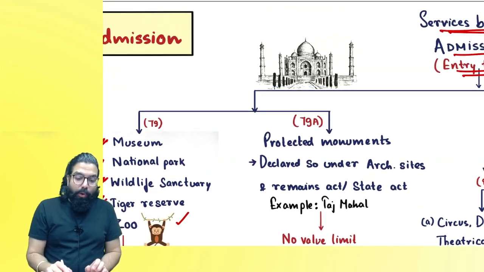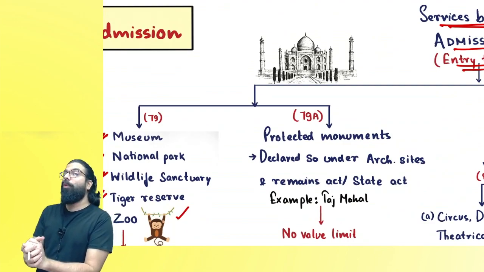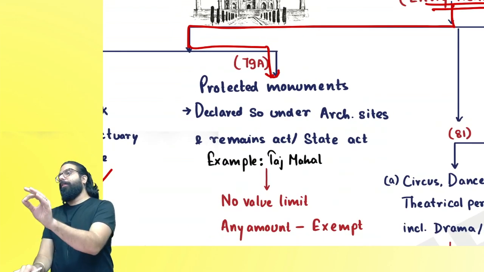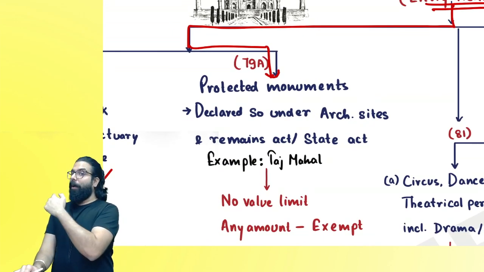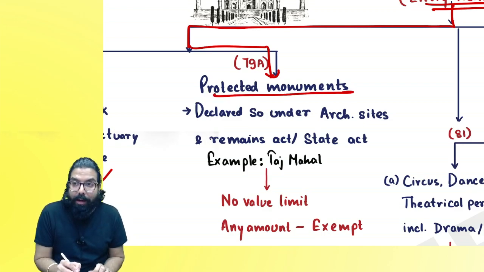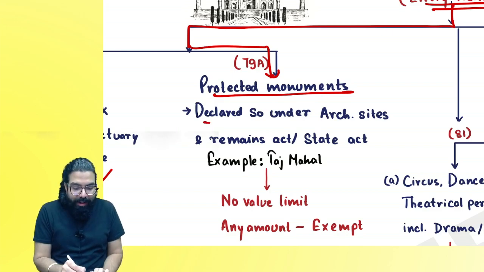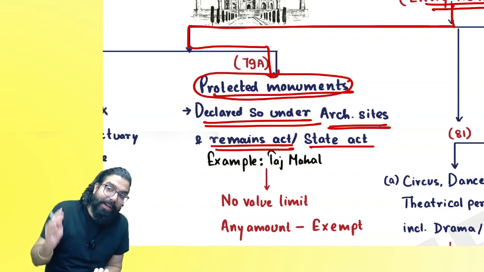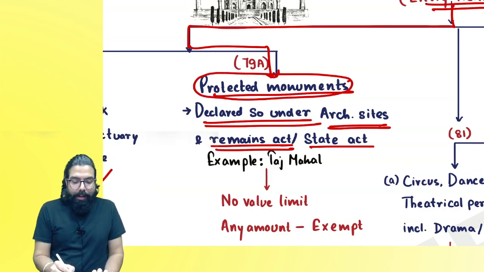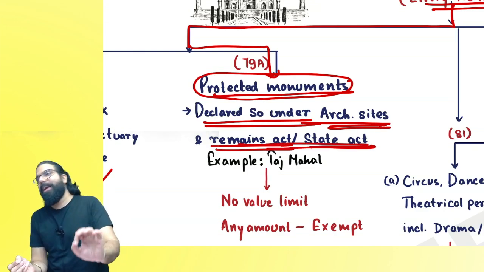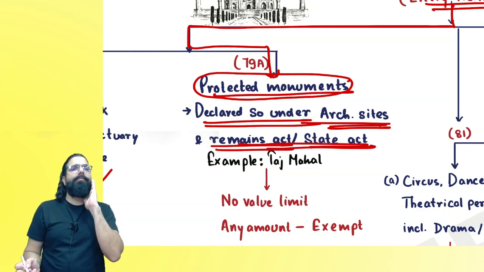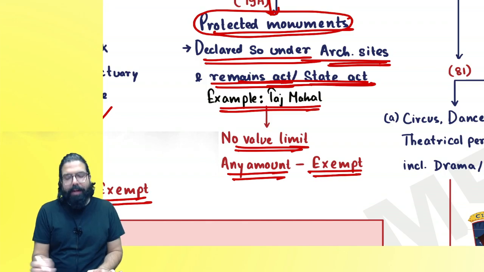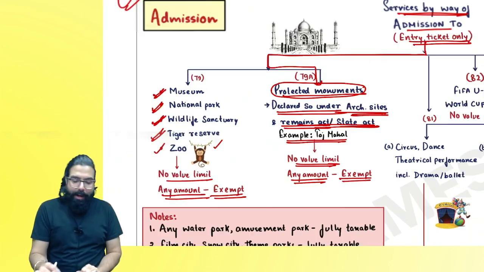The next one is: Balu went with his girlfriend. He said, I will go to see the Taj Mahal. Everyone, listen. For entry tickets to protected monuments, which are declared as archaeological sites or remains under the Ancient Monuments and Archaeological Sites and Remains Act or any state act, like the Taj Mahal, there is no value limit. Any amount charged for the entry ticket shall always be exempted.